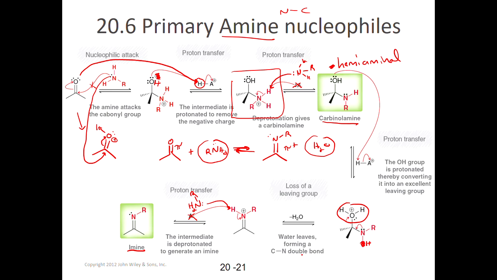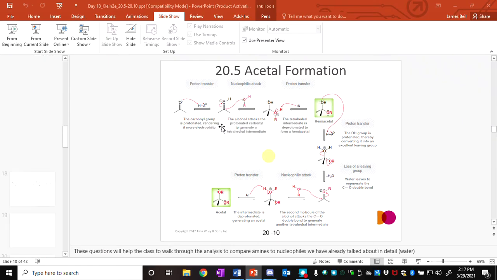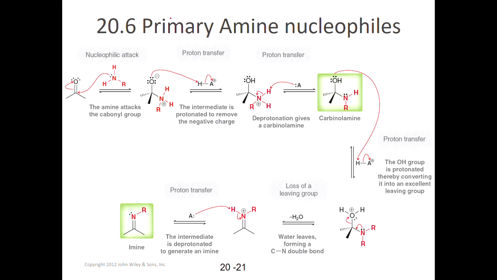All right, so let's go back and check out the mechanism here. So we showed how this would work if we had a primary amine. A primary amine is one that has only one R group directly attached to the nitrogen. Well, what would happen if it were a secondary amine or a tertiary amine?